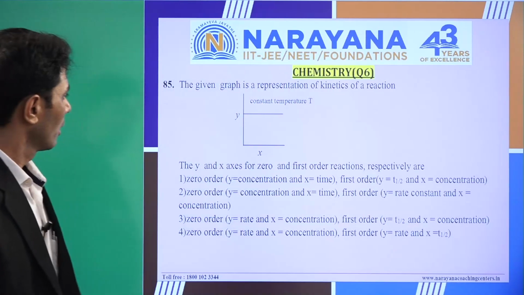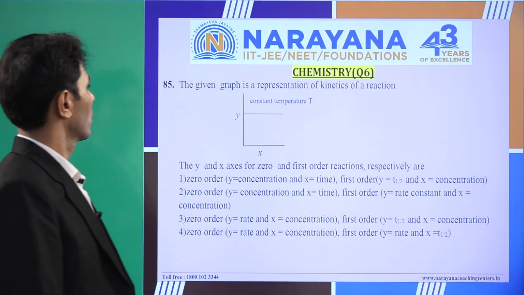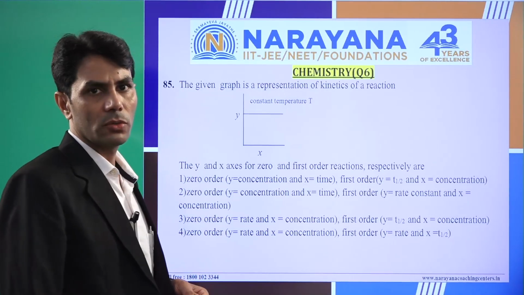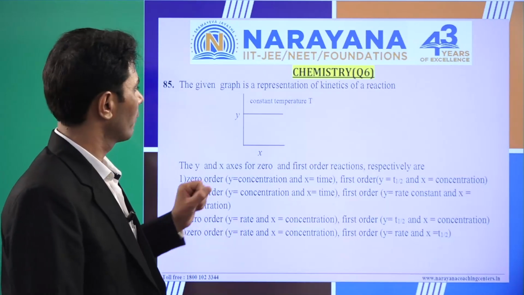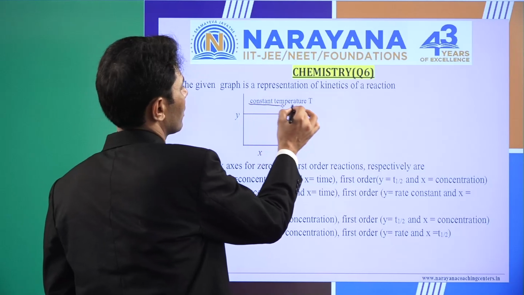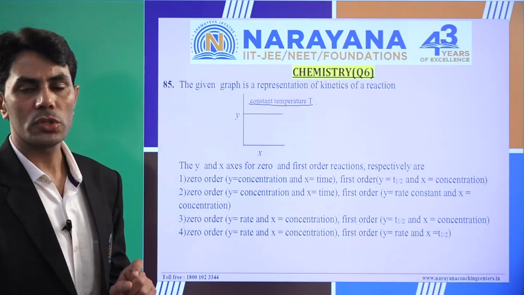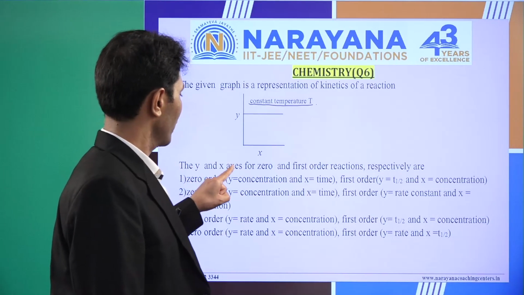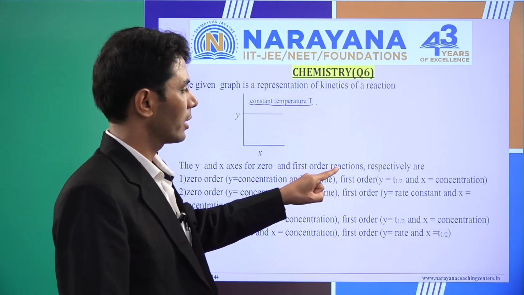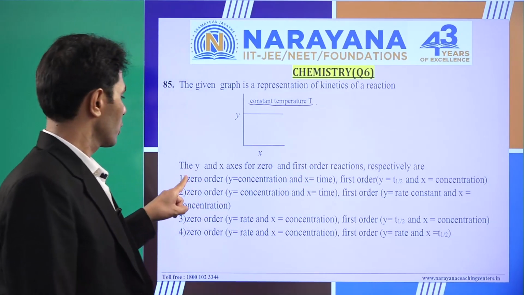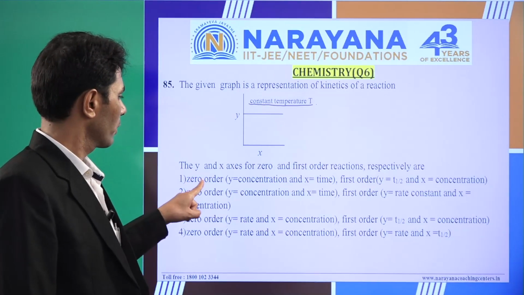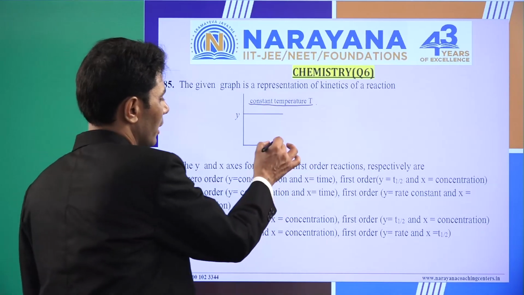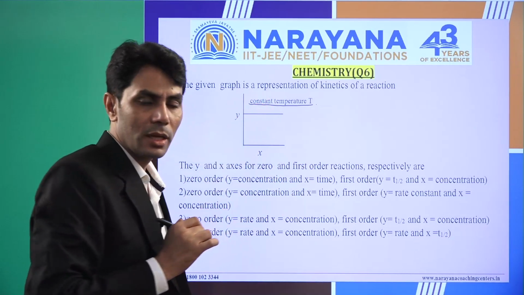The next one. Again, a good conceptual question. The given graph is the representation of kinetics of zero and first order reactions in different cases. The important thing is that temperature is given constant. It means the rate constant will be unchanged. Now they are giving y and x axes for the zero and first order reaction respectively. For the zero order reaction, y is the concentration and x is the time.